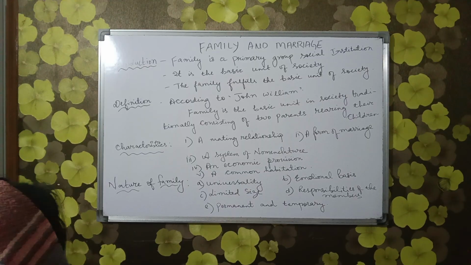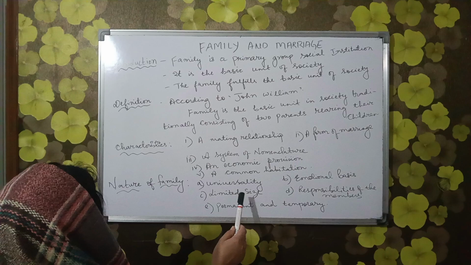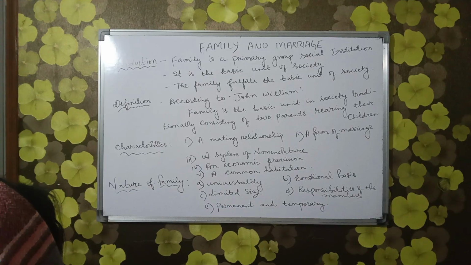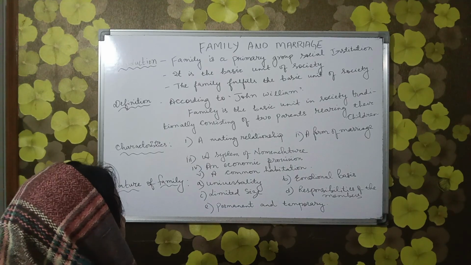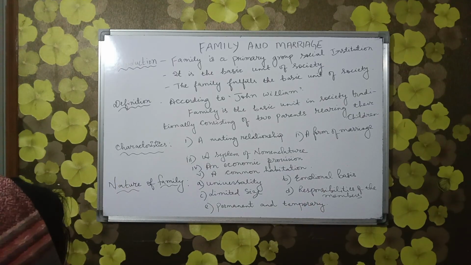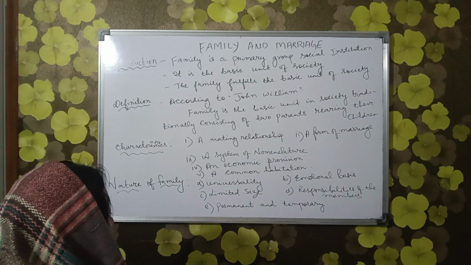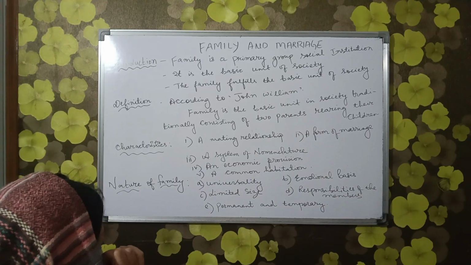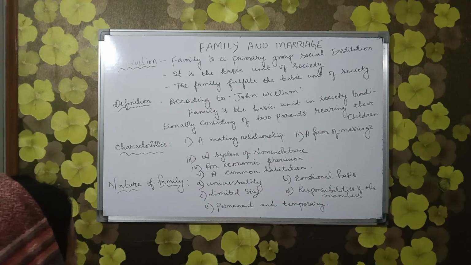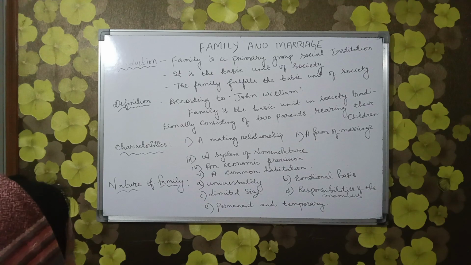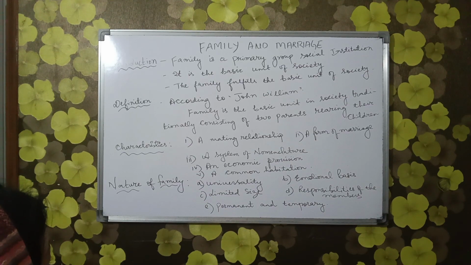Next is the nature of family. The first one is universality. So family is universal. And next is emotional basis. It is the emotional basis in times of sadness, happiness. It is one of the natures of family. Limited size. The size is limited. It's not fixed and it is less in number.